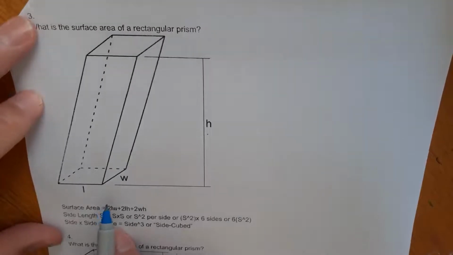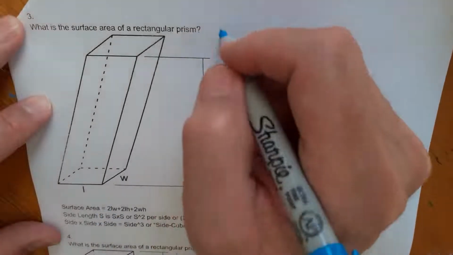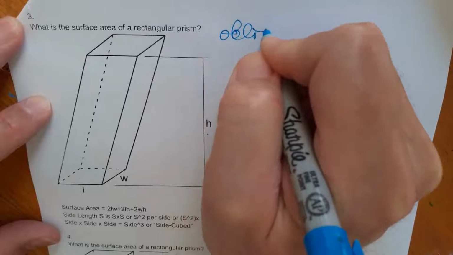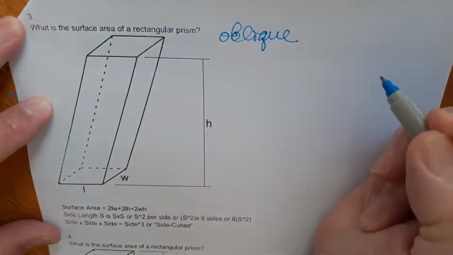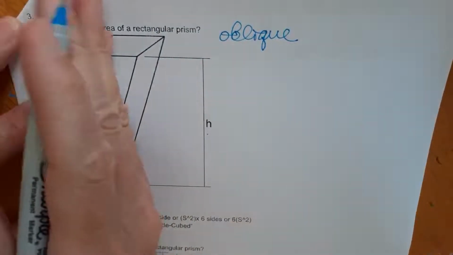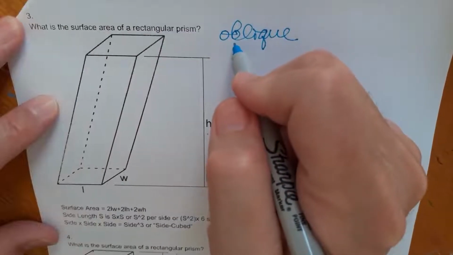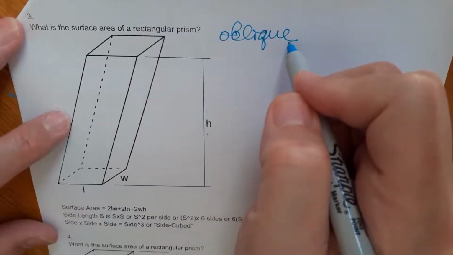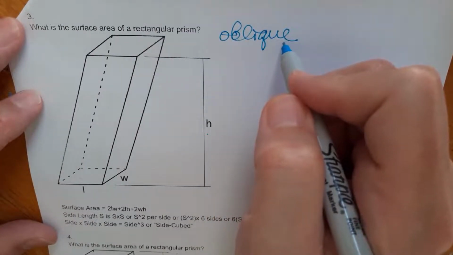Now we need the surface area of an oblique. Oblique, or you could say slanted, right? The shape is being slanted over. I said it wrong when I was in high school. I'm like, oh, oblique, right? No, it's oblique. And I learned that eventually.